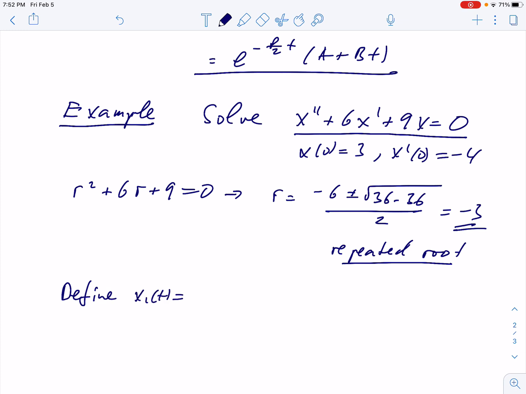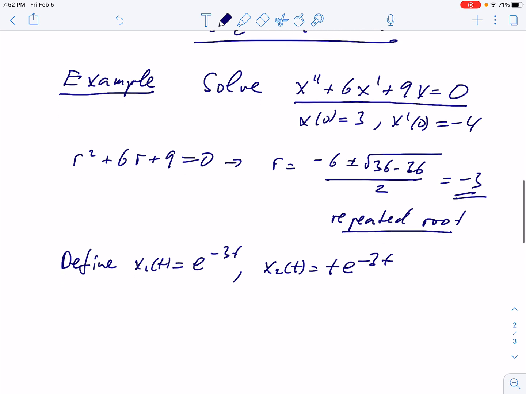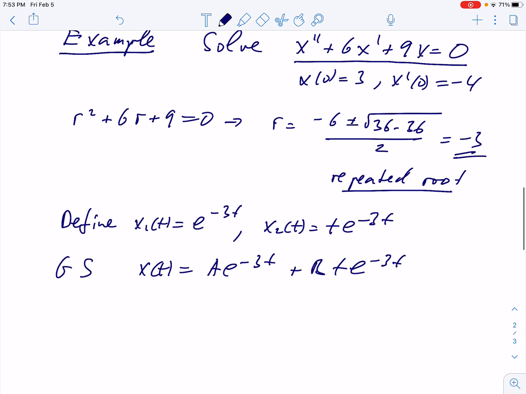So we define x1 of t to be exponential negative 3t, and we define x2 of t to be t times this. These are two independent solutions for our equation, and we can write the general solution x of t equals arbitrary constant with the first one plus arbitrary constant with the second one. And then we can factor the exponential, of course, if we want. General solution.